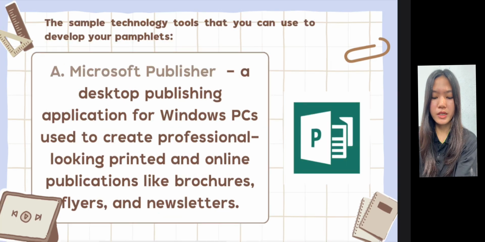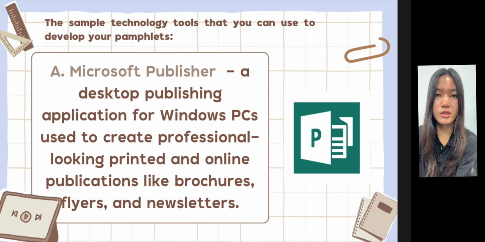So we have here the sample technology tools that you can use to develop your pamphlet. First is the Microsoft Publisher. So it is a desktop publishing application for Windows PCs to use to create professional looking printed and online publications like brochures, flyers, and newsletters. So Microsoft Publisher is an app or a program you can install on your Windows computer. So it helps you design and make things like brochures, flyers, and newsletters that look nice and professional.